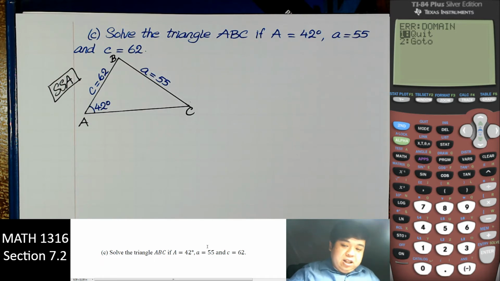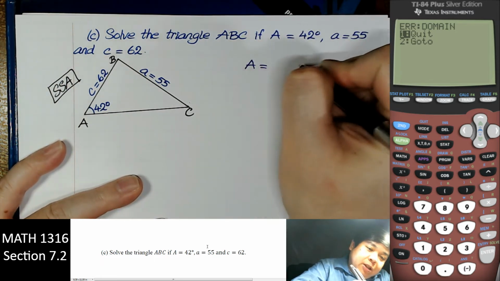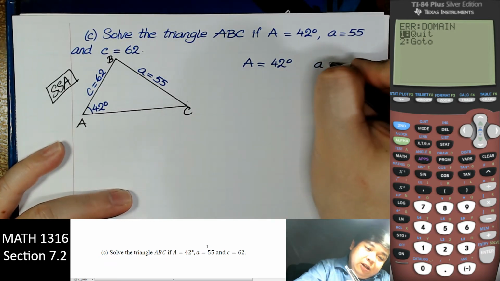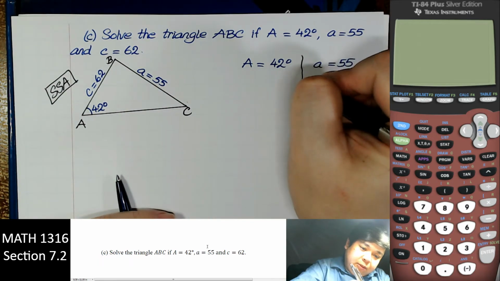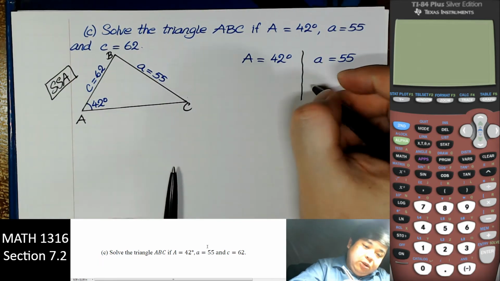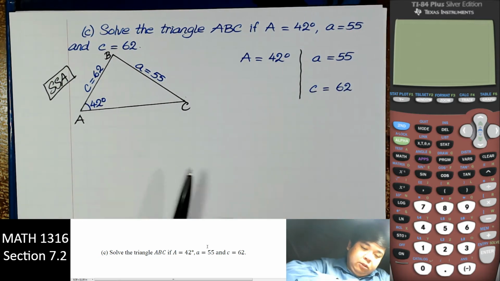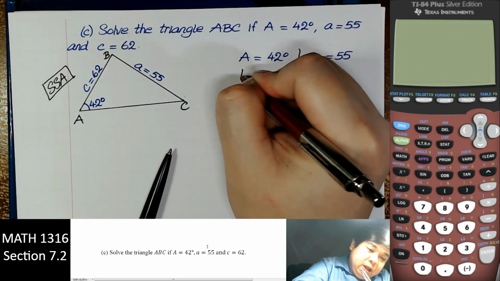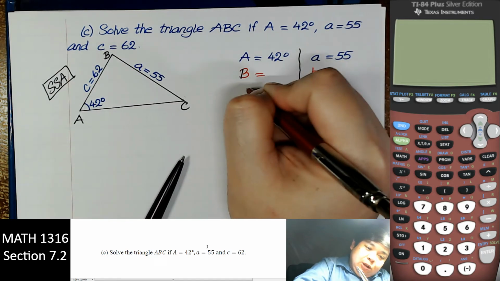Right, let's summarize. Big A is 42 degrees. Little a is 55. Little c is 62. We don't know big B, or little b, or big C.